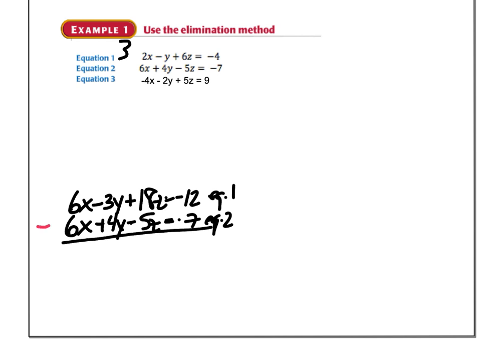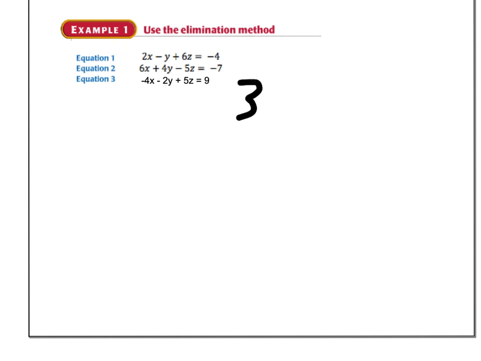Then, in order to eliminate x, I need to subtract the columns. 6x minus 6x is 0. Negative 3y minus 4y is negative 7y. 18 minus a negative 5 becomes 18 plus 5. So now we are at a 23z. And then we end up with negative 12 minus a negative 7, which is negative 12 plus 7, is now a negative 5. And I'm going to call this one new equation 2.